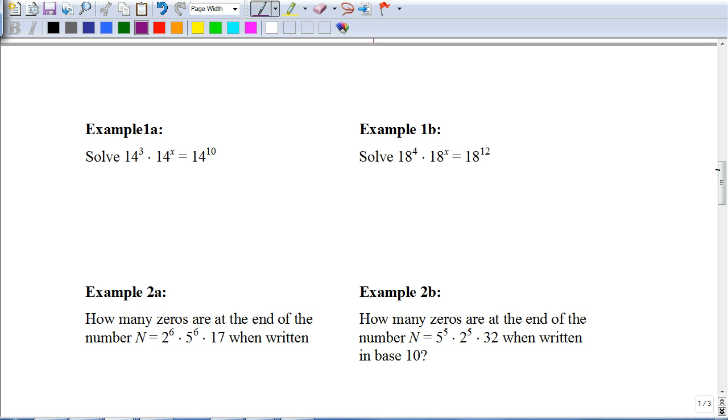Here they say to solve 14 cubed times 14 to the x power equals 14 to the 10th power. So for this one, notice how the bases are the same. So this is a product of powers postulate because we're multiplying, so we're going to add the exponents. So I want to figure out, if I add the exponents, what would x have to be in order for this to be a true statement? Well, we would add the 3 and the x together, add those exponents, and it's going to equal 14 to the 10th. So what plus 3 would equal 10? It would be 7, so x would equal 7.